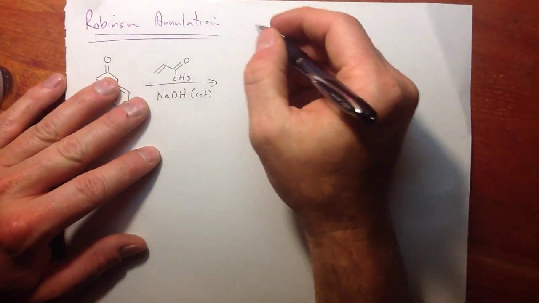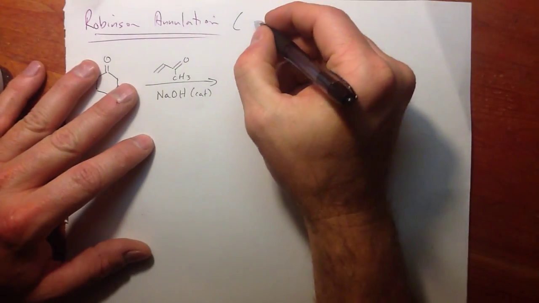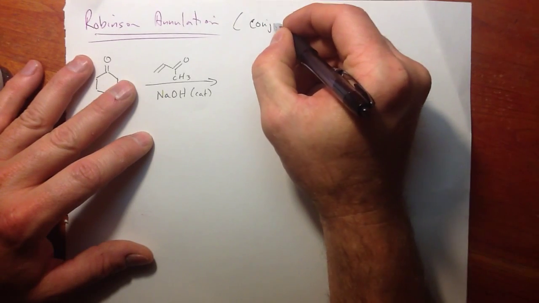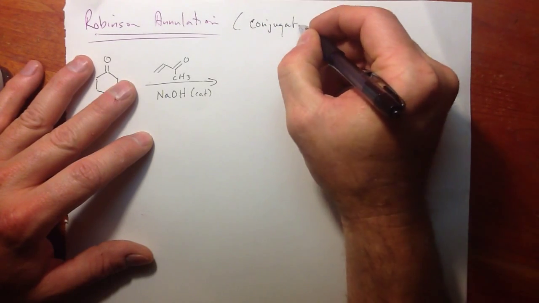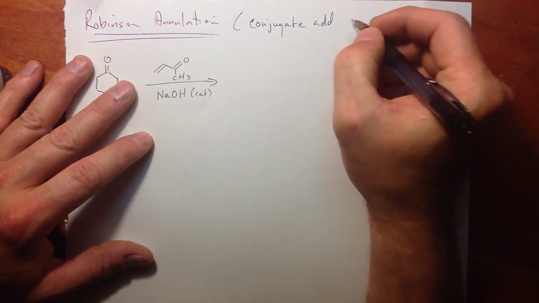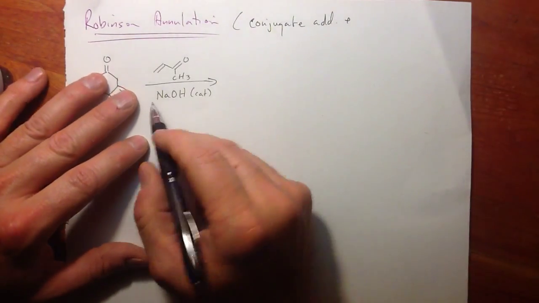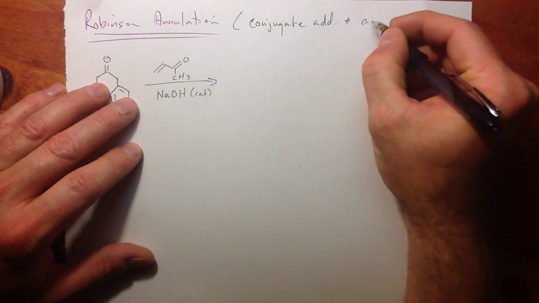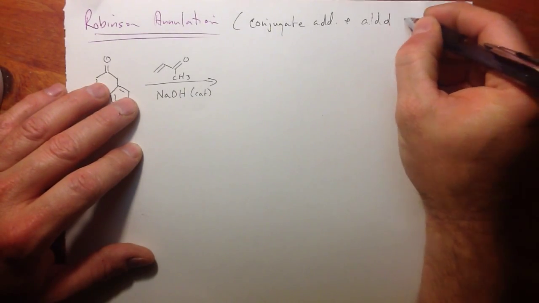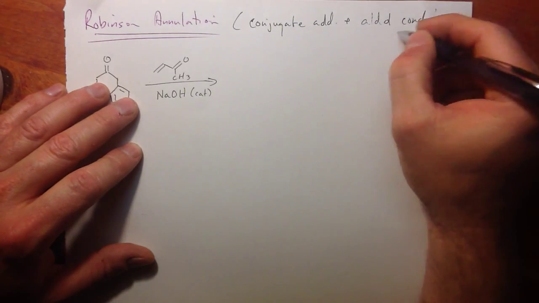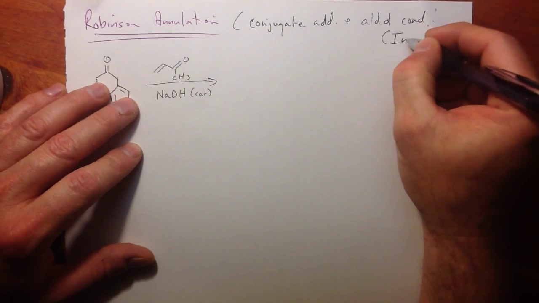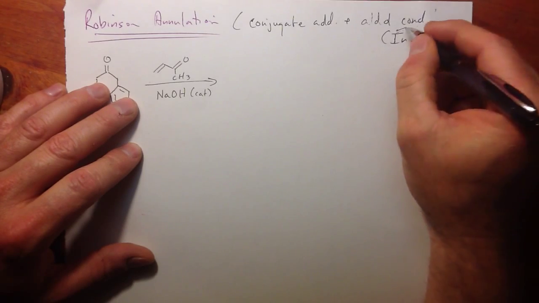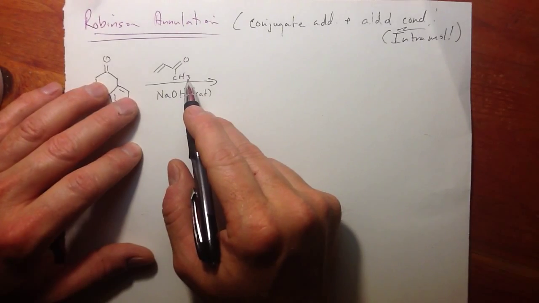It's called the Robinson annulation. You need to know that this is a conjugate addition, or a Michael addition, because we're going to use an enolate ion to attack the conjugate position, followed up by an aldol condensation, an intramolecular one. Intramolecular, that's an important note. This aldol condensation will happen intramolecularly.